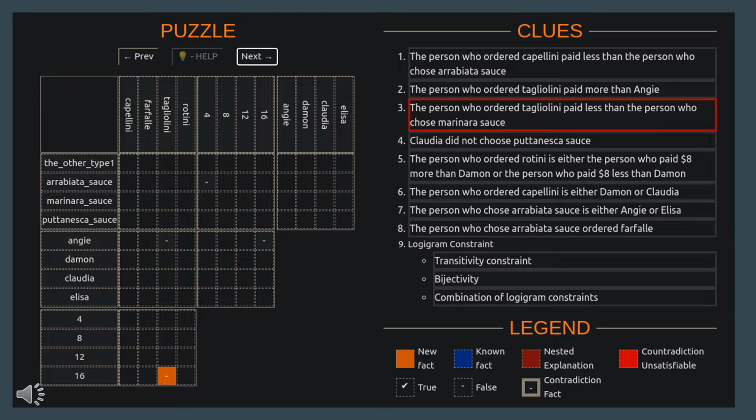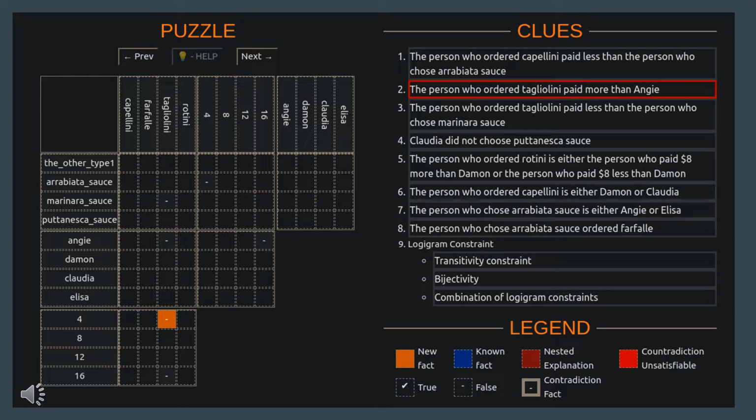Now, the third clue says that anyone who ordered tagliolini paid less than a marinara chooser. This means that tagliolini is definitely not the costliest. So we will mark 16, tagliolini as false. And this also means that tagliolini is not paired with the marinara sauce. So we will mark this also as false.